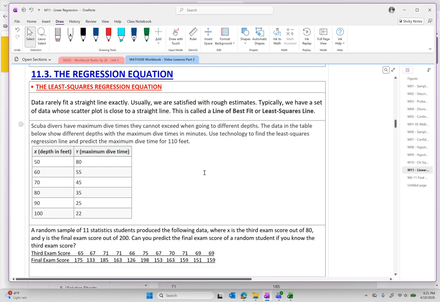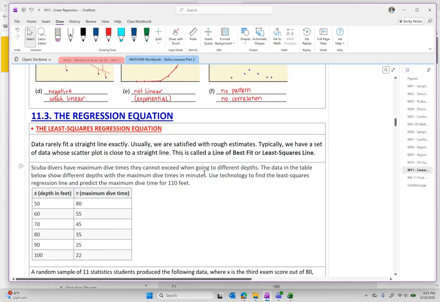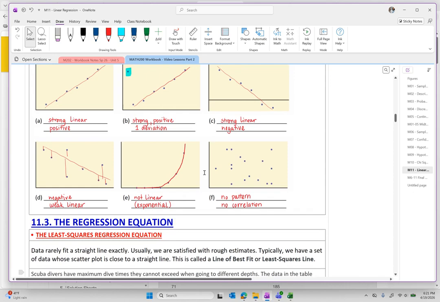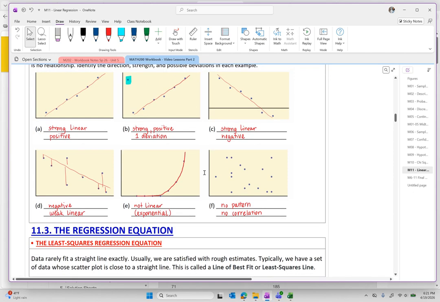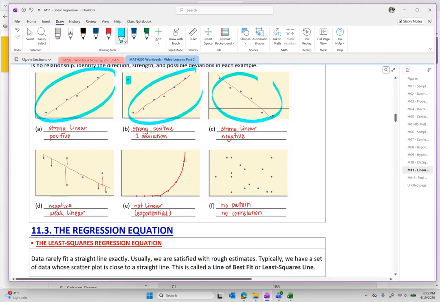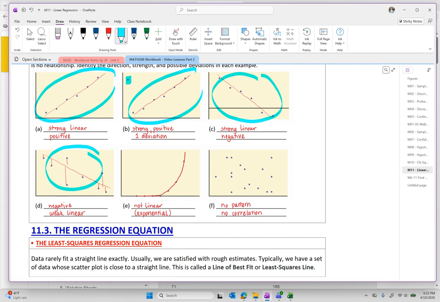When we have collected data and we are trying to look at the relationship between the two variables, the independent and the dependent, it is rarely the case that the data will fall on a straight line. We are usually satisfied with rough estimates, and that means that any kind of relation that is strong or even weak will be sufficient for us to derive some conclusions.